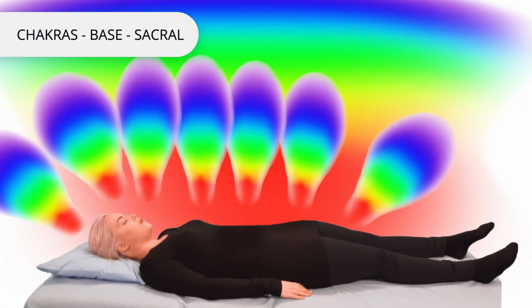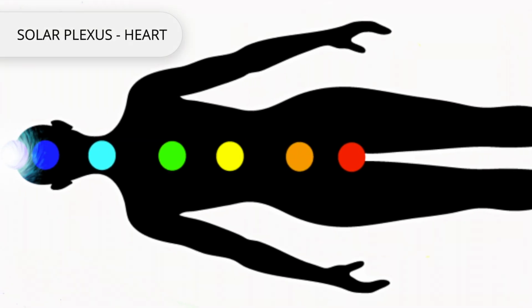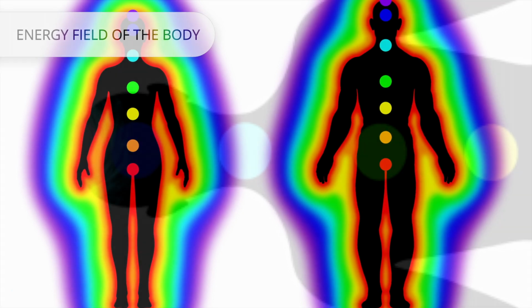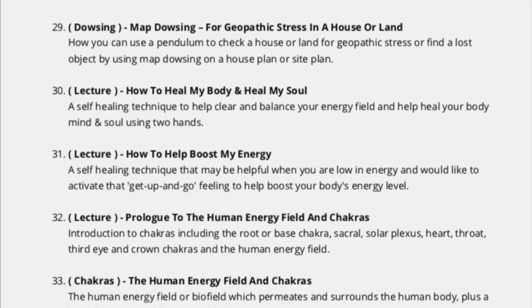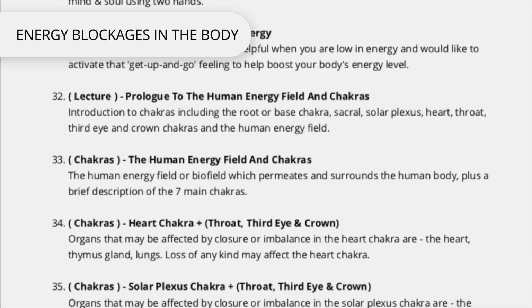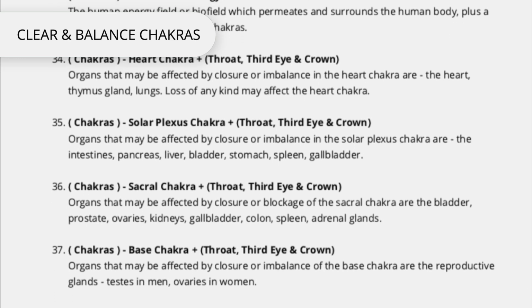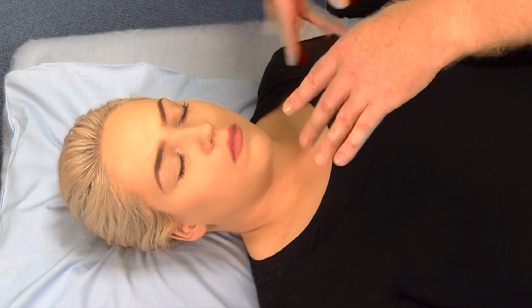There are many elements of the course dedicated to chakras. We describe the base chakra, sacral, solar plexus, heart, throat, third eye and crown chakras, and the energy field of the body. In these sections, we describe how organs and glands may be affected by closure, blockages, or imbalances in the areas corresponding with the chakras. You can also learn how you can clear and balance the 7 main chakras in the body.